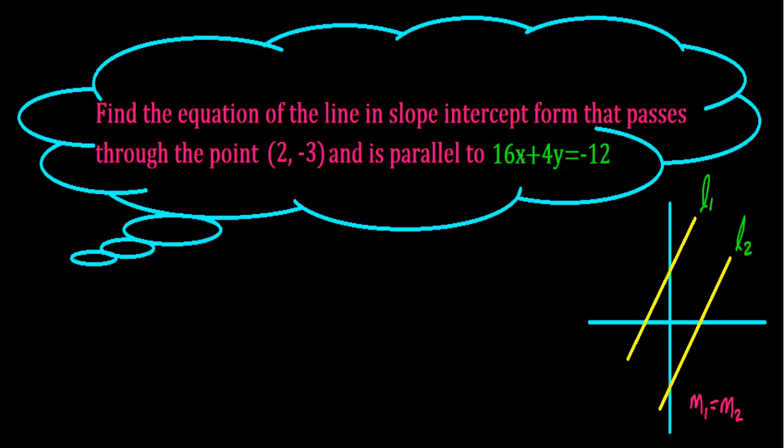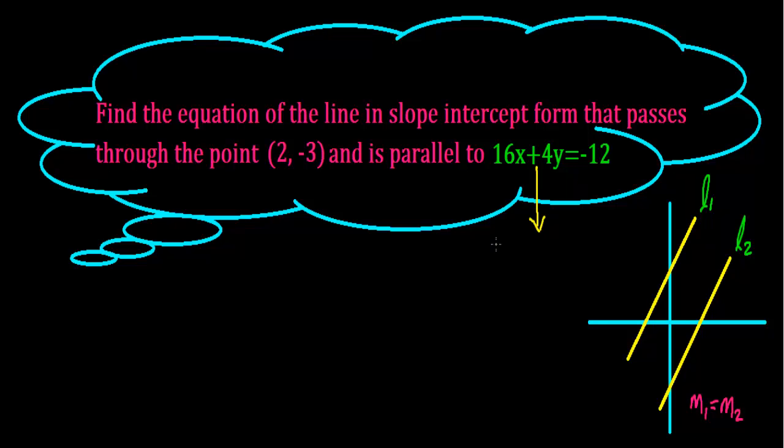So I need to manipulate that equation. I need to write it in slope-intercept form. That way, it's easy for me to see the slope. The way it's written right now in standard form, I cannot see the slope of this line.